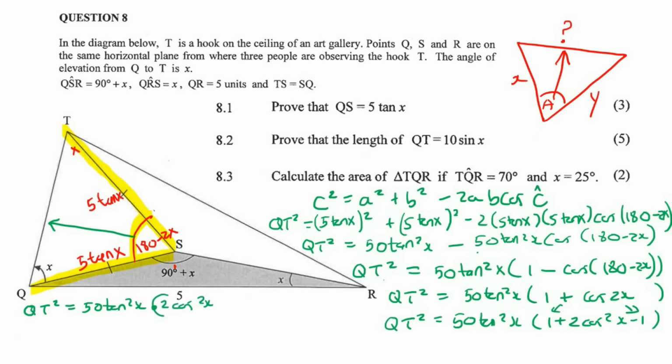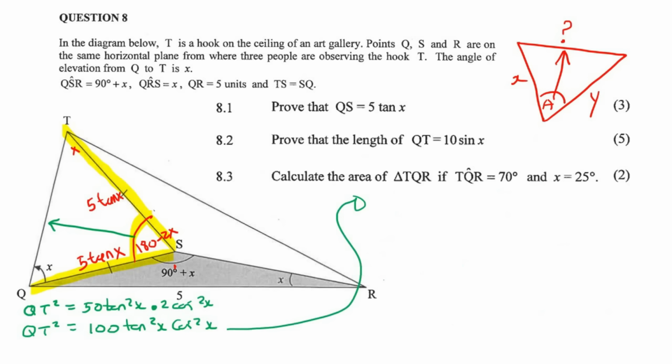Okay, so I can't remember if I forgot that 2 over there, but that's what we have now. And so if we had to go and multiply that, that's actually just going to give us 100 tan squared x times cos squared x. Then I can change tan into sin over cos. And so that means that QT squared is going to become 100, and then I can say sin squared x over cos squared x times cos squared x. And then these cos squared x's, they can cancel.